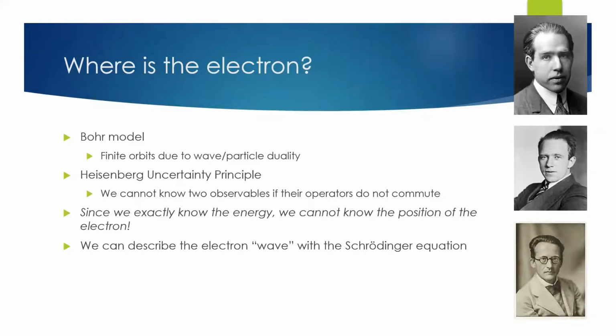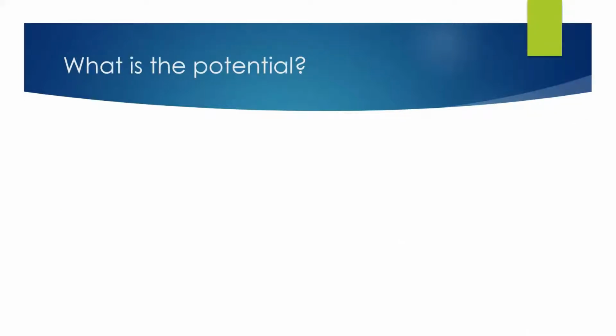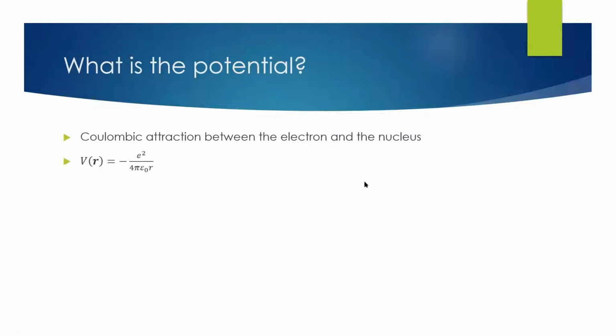And so the way that we will always go about doing this is by solving the Schrödinger equation. So the first thing we need when solving this equation is to identify what the potential is. And of course, the potential is this Coulombic attraction force between the electron and the nucleus. And we can describe that again using classical physics as the following.